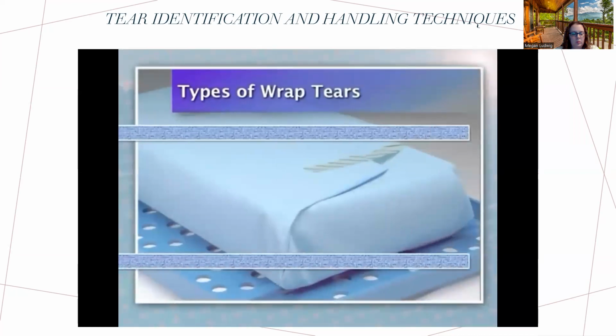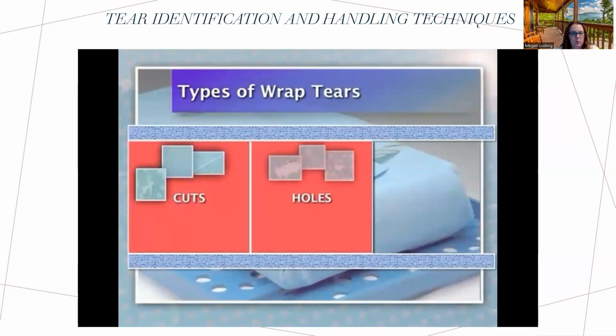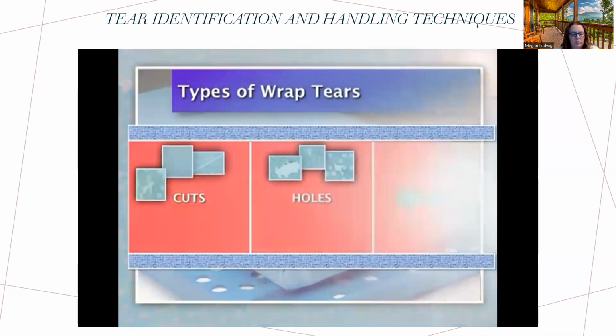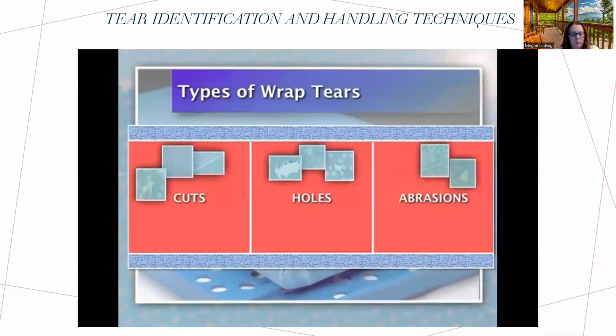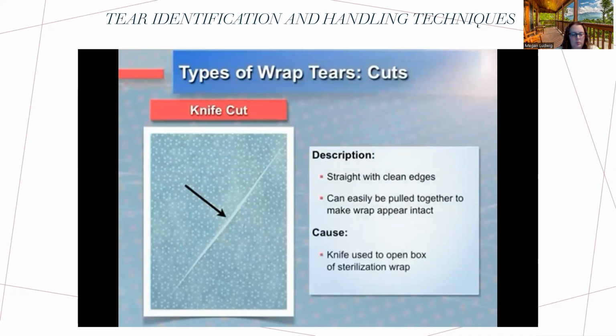There are 3 types of wrap tears: cuts, holes, and abrasions. Several types of cuts may occur. A knife cut is almost always straight. The edges are clean rather than frayed and can easily be pulled together to make the wrap appear intact. A knife cut generally occurs on the top few sheets of the first bundle of sterilization wrap when a knife is used to open their packing box.